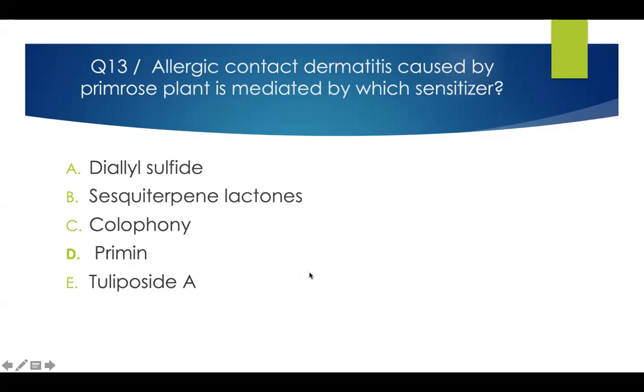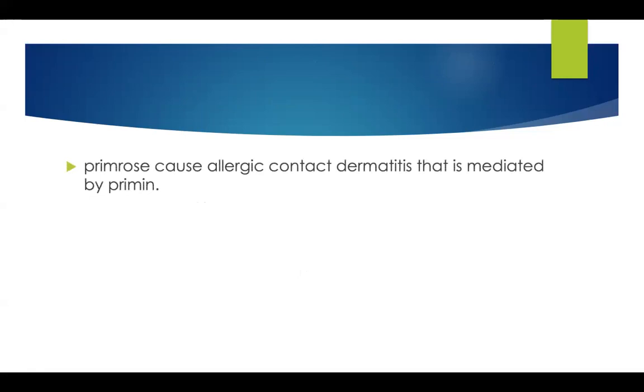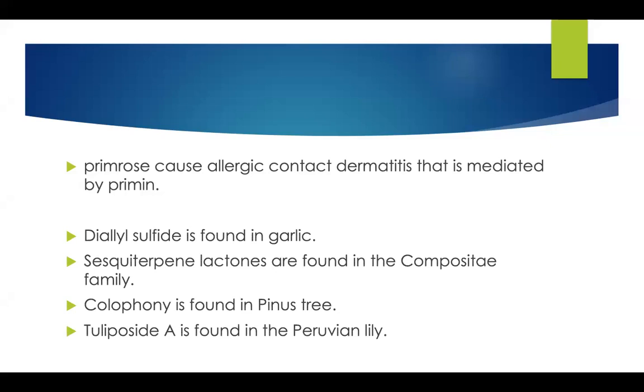Allergic contact dermatitis caused by the primrose plant is mediated by which sensitizer? I think I get the answer as well, and it says primin. So just remember primrose, primin, as the cause of allergic contact dermatitis. Diallyl disulfide is found in garlic, and sesquiterpene lactone is found in the Compositae family. Colophony is found in the pine tree, and tuliposide is found in the Peruvian lily.